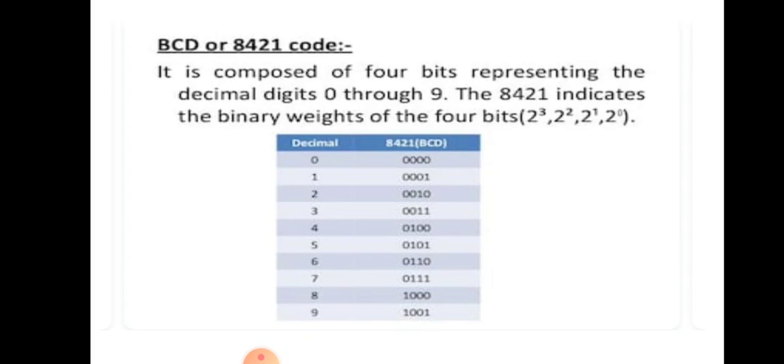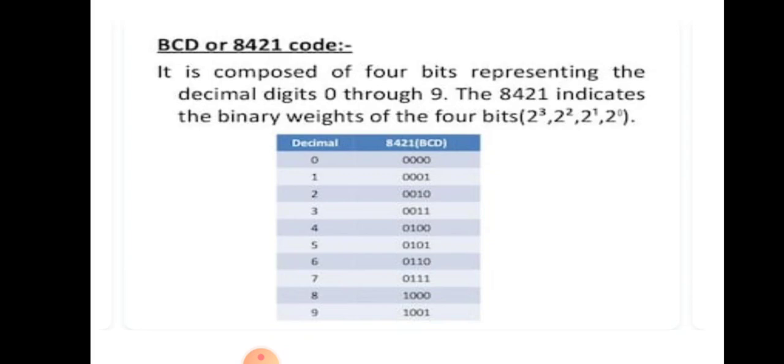So in the first column we have taken the decimal number, and in the second column we have taken the BCD code. For decimal 0 we have BCD code 0000, because the 4 digits have the weights 2 raised to the power 3, 2 raised to the power 2, 2 raised to the power 1 and 2 raised to the power 0. So we have to write 1 at the weighted place of that digit and 0 at the other places. In this way we can create this table.